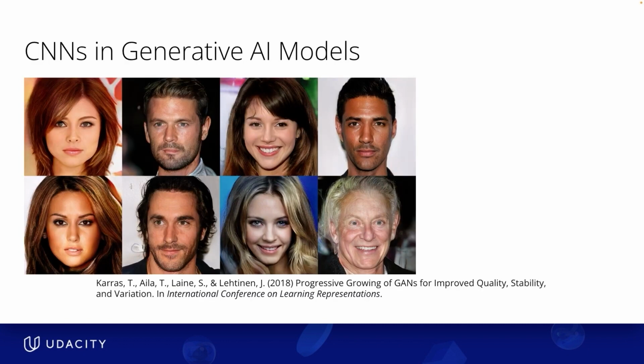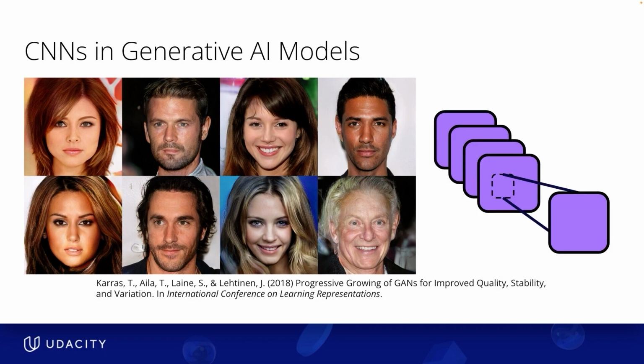These images were generated by a GAN from NVIDIA that used an architecture called convolutional neural networks, or CNN. CNNs were originally developed for computer vision, systems for computers to recognize or classify images, and they are now being applied to GANs as well.